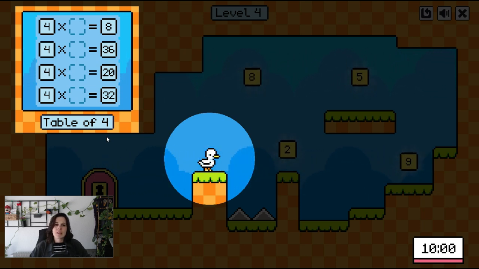We find this game very interesting, of the mathematical duck with the multiplication tables.